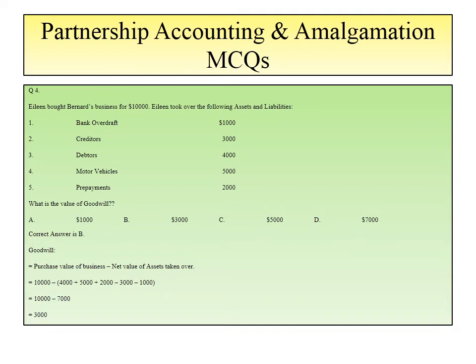अब ये चार ऑप्शन दिए हुए हैं, हम देखते हैं कि इन चार में से कौन सा बेहतर है. Correct answer is B. Let's calculate and see if it is correct or not. Purchase value of the business minus net value of assets taken over. Net value. अब net value का क्या मतलब है? We add up the total assets minus the total liabilities. This will give us a net value of assets. ठीक है, ये नीचे दिया हुआ है.